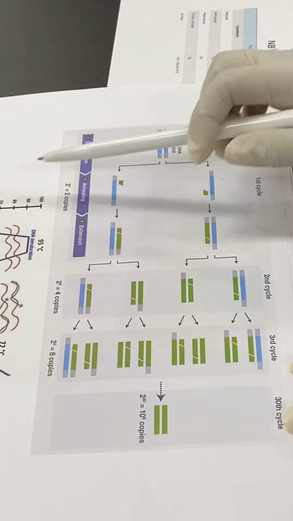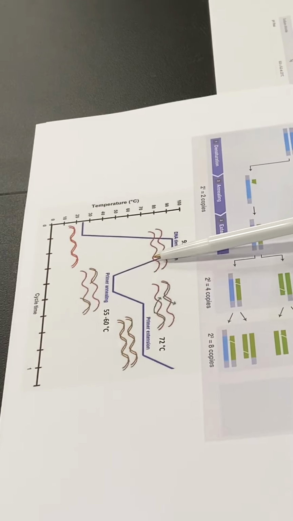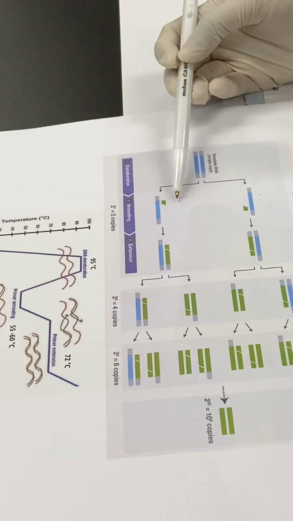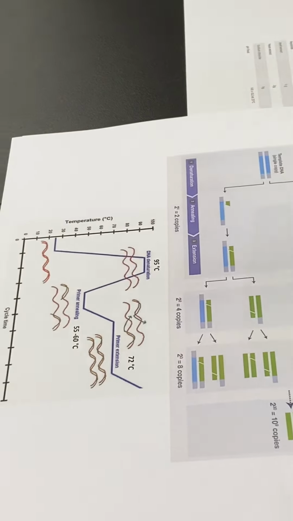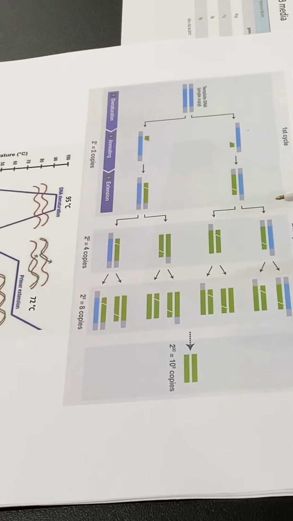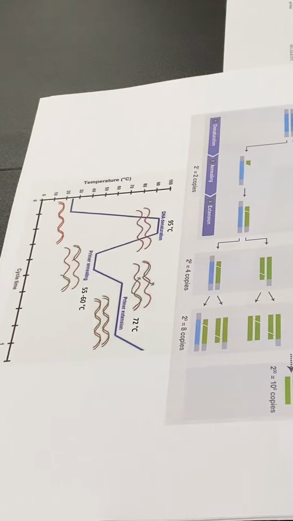The main stages of the polymerase chain reaction: first is denaturation, that means separating the two DNA strands. Then primer annealing, and then extension of these DNA fragments. That is the main cycle of the PCR reaction.